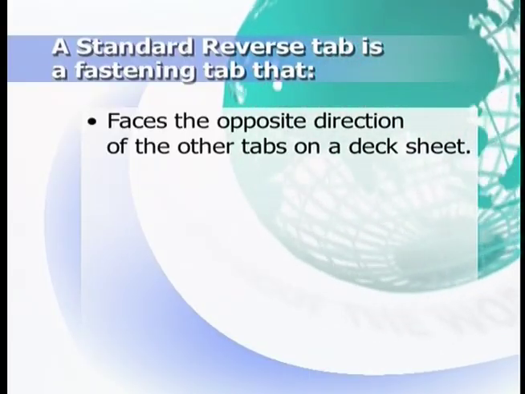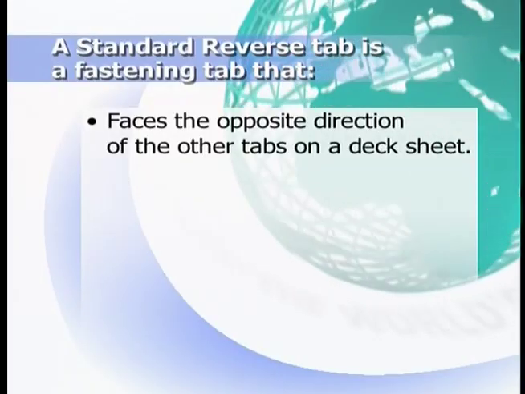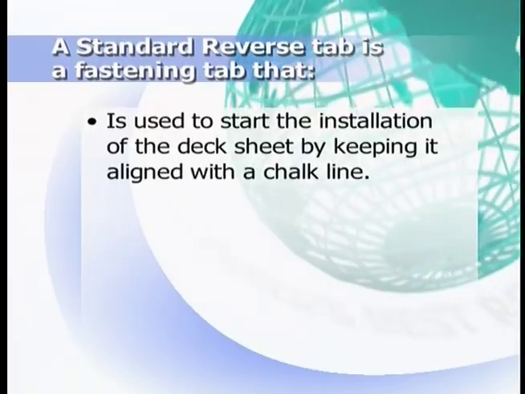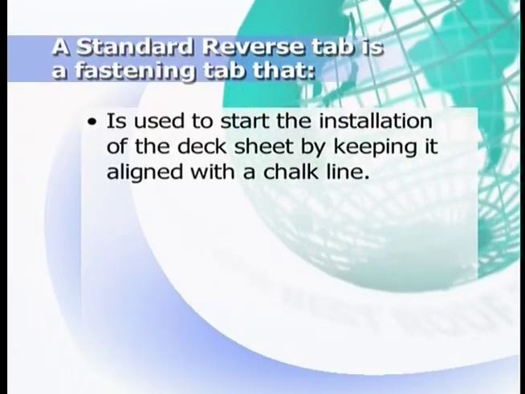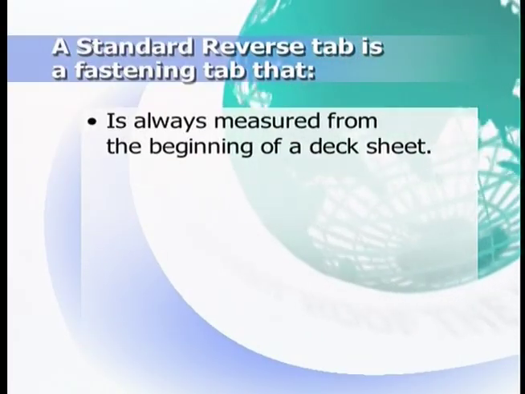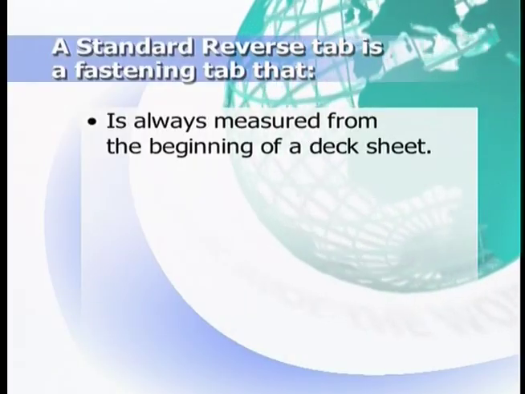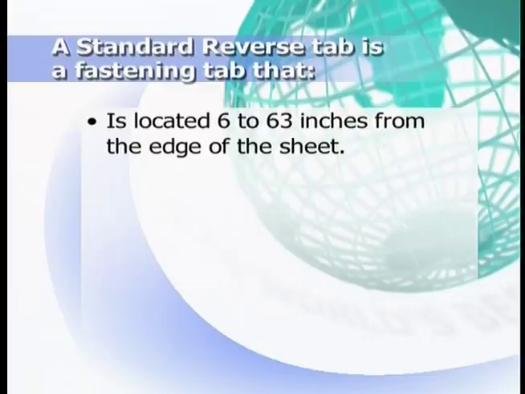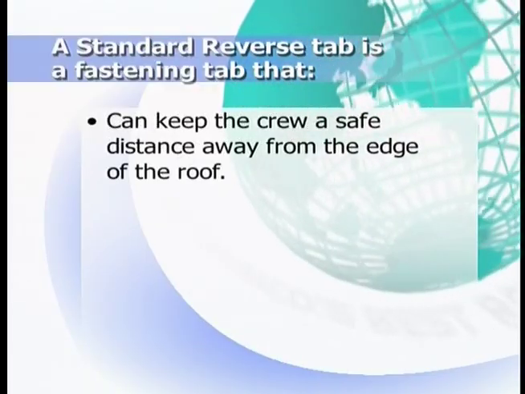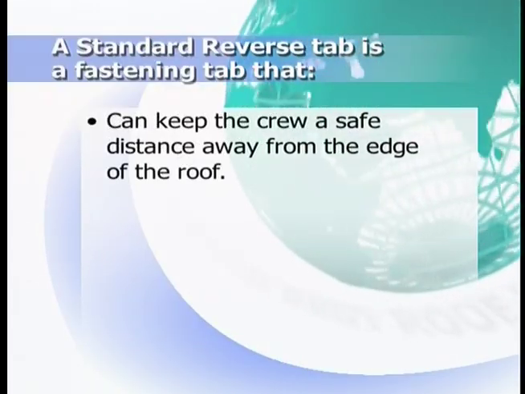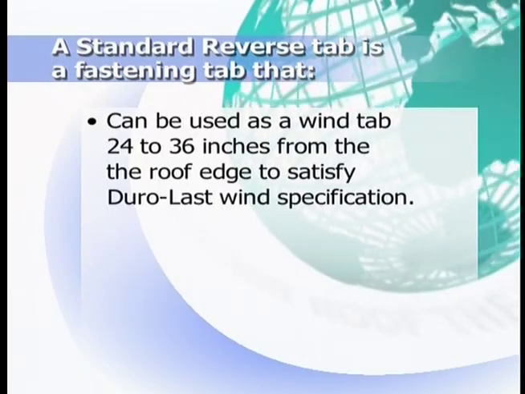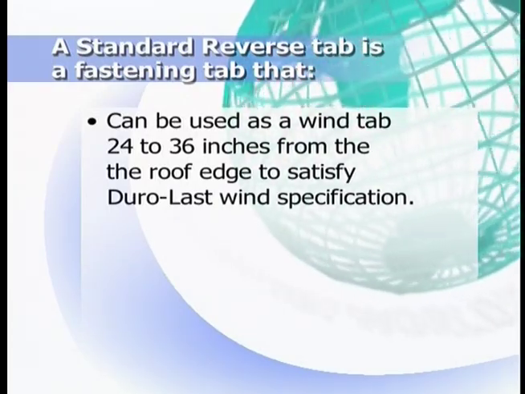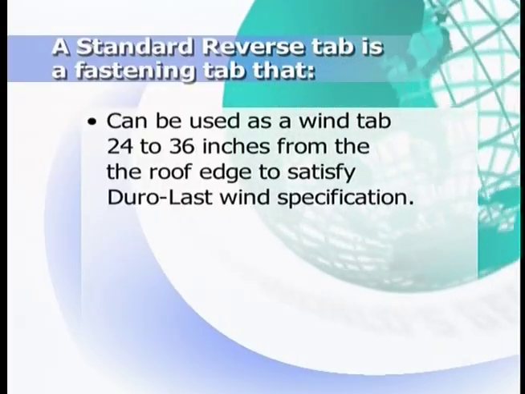It is a fastening tab that faces the opposite direction of the other tabs on a deck sheet. It is used to start the installation of the deck sheet by keeping it aligned with a chalk line. It is always measured from the beginning of the deck sheet, measures 6 to 63 inches from the edge of the sheet, and can keep the crew a safe distance away from the edge of the roof. It can be used as a wind tab 24 to 36 inches from the roof edge to satisfy Duro-Last wind specification.